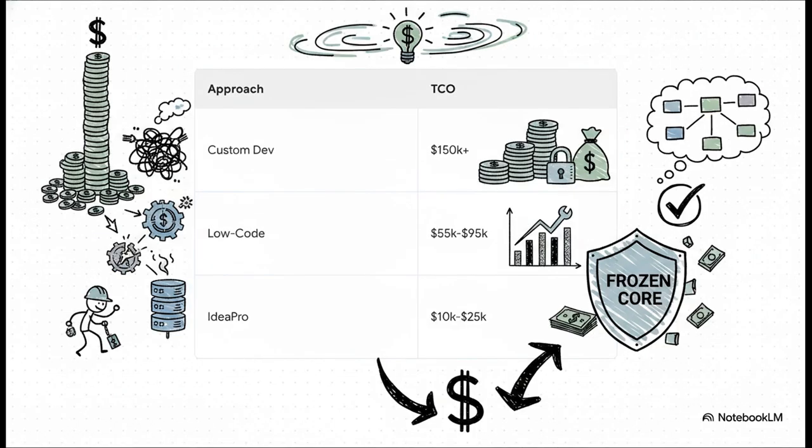And when you eliminate that bottleneck, the cost savings over a 3-year span are honestly staggering. To put that into perspective, traditional custom dev easily exceeds $150,000 when you factor in developer headcount and server hosting. Standard enterprise low-code usually sits somewhere between $55,000 and $95,000 because of per-seat licensing and ongoing maintenance audits. But the IdeaPro platform, it drops the total cost of ownership all the way down to between $10,000 and $25,000. Why? Because you're completely eliminating the need for dedicated developer headcount for custom apps, and your ongoing maintenance costs drop to basically zero. The frozen core ensures that nothing ever breaks during an update.